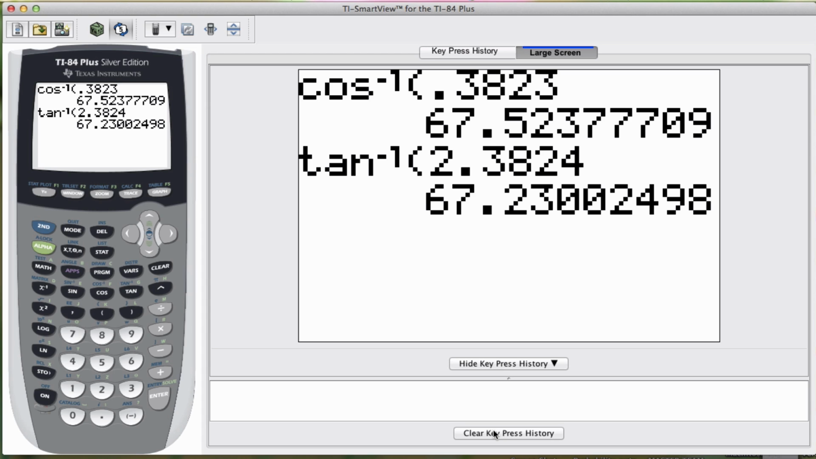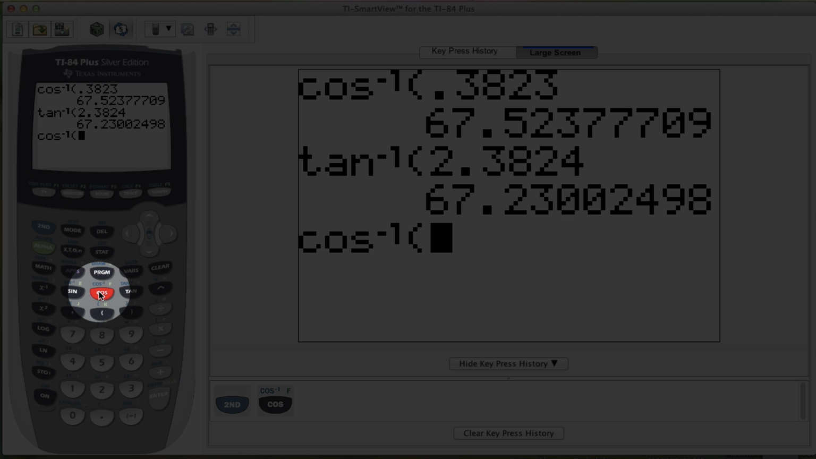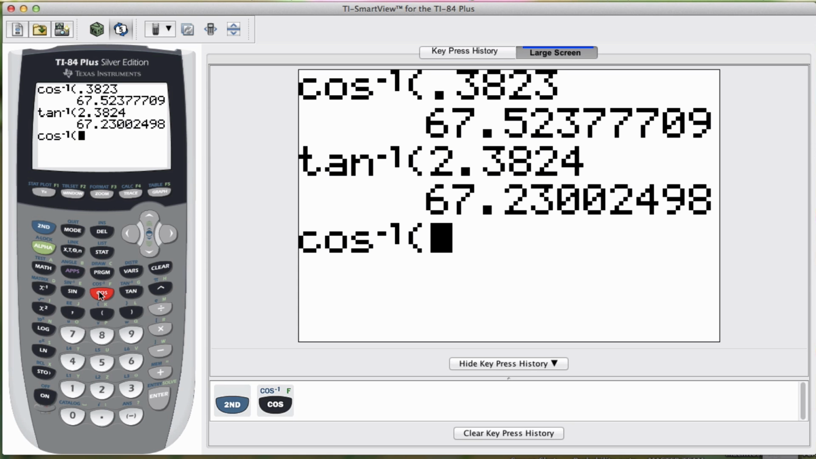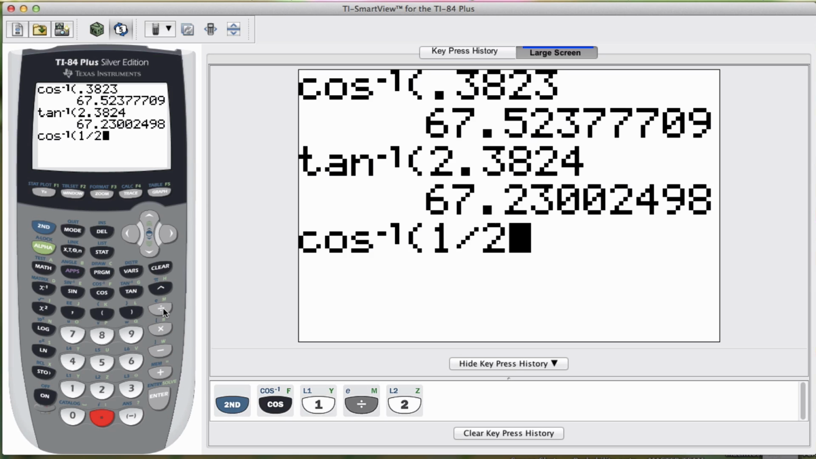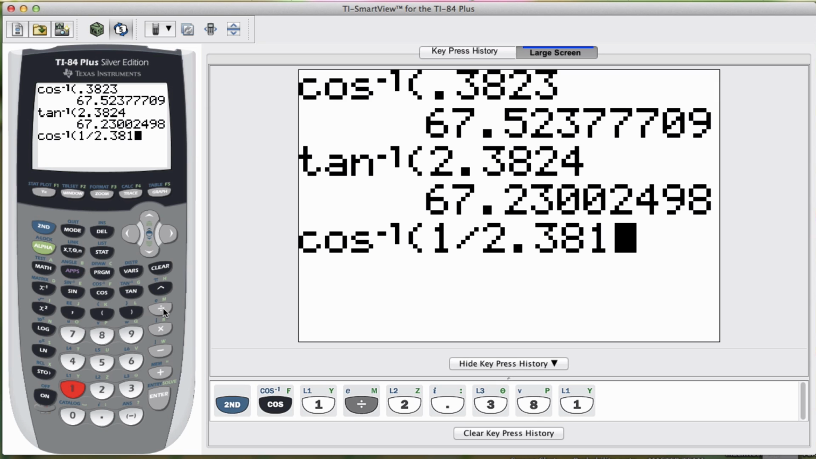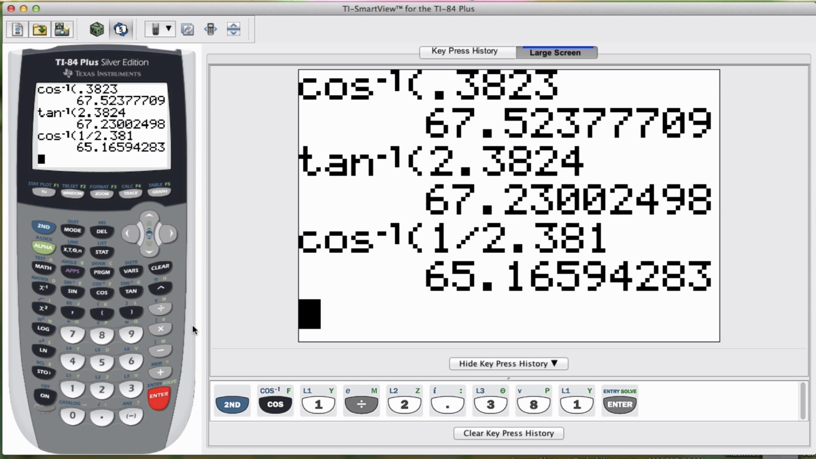Now looking at number 12, all of a sudden we have something totally different because it says secant of theta equals 2.381. Clearly I do not have a secant inverse button on my calculator. So I'm going to press cosine inverse because I know cosine and secant are reciprocals of one another. Then I'm going to do 1 divided by 2.381. What this is doing is taking the reciprocal of the ratio, and then I can just press enter and it tells me that my answer is 65.2 degrees.